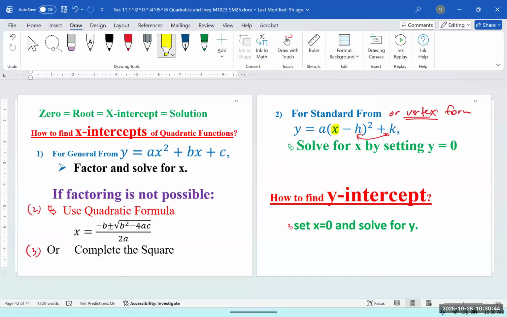And for the y-intercept, there is only one method. Set all the x to 0 and solve for y. It doesn't matter which format is given, your y-intercept follows the same rule. All the x get vanished and you get the y alone.